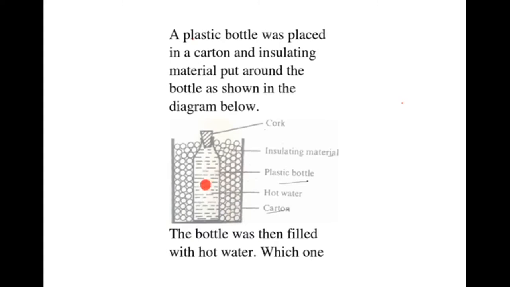So inside here we have hot water. Then here we have the cork. The cork is an insulating material. It prevents loss of heat through conduction. Then we have the insulating material here. Insulators are poor conductors of heat. The plastic bottle also is a poor conductor. Then we have hot water, then a carton.